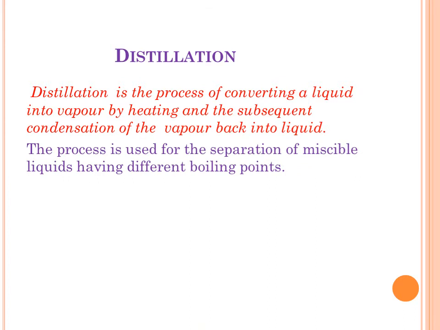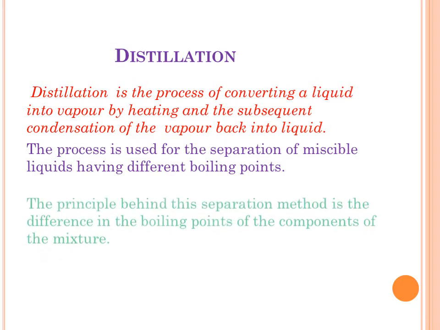The process is used for the separation of miscible liquids having different boiling points. Miscible liquids means liquids which mix with each other. For example, water and alcohol. So the distillation process is used for the separation of miscible liquids having different boiling points. Boiling point is the temperature at which a liquid changes into its gaseous state.